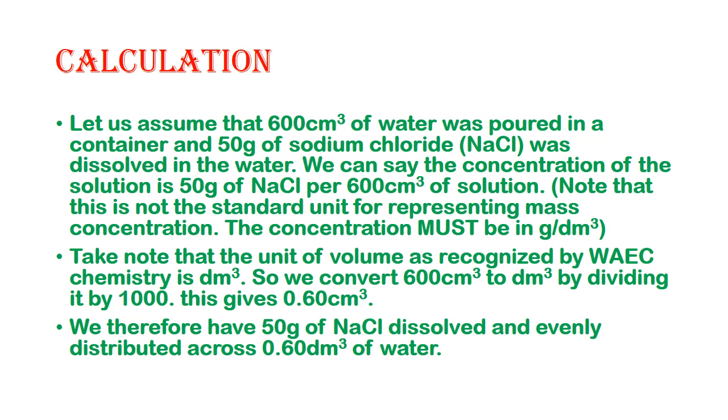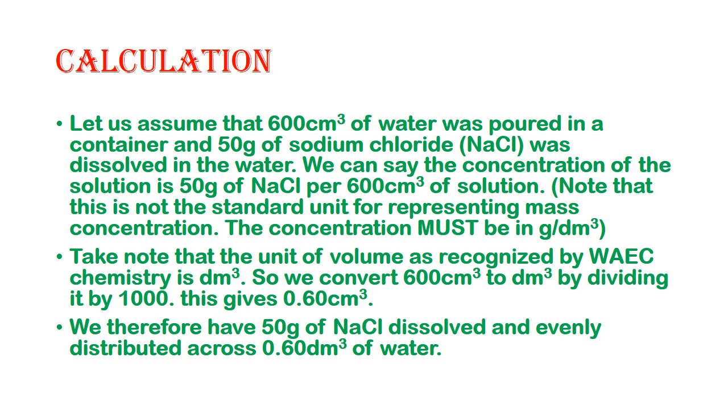Now you collect only 1 dm cube of the solution. What mass of sodium chloride will you find there? That is the meaning of mass concentration. The mass in grams of the solute present in just 1 dm cube of the solution. So the concentration must be in gram per dm cube.